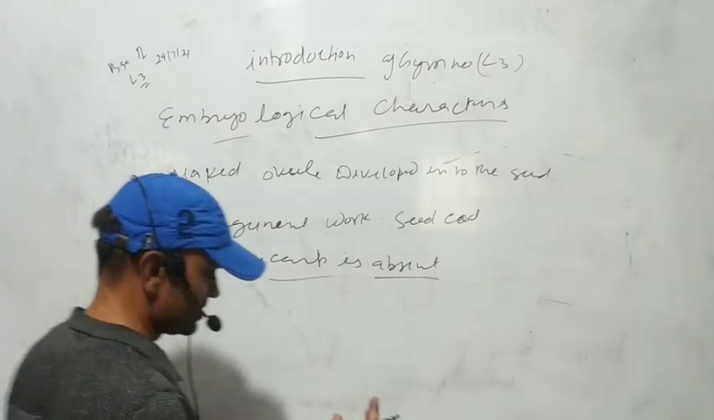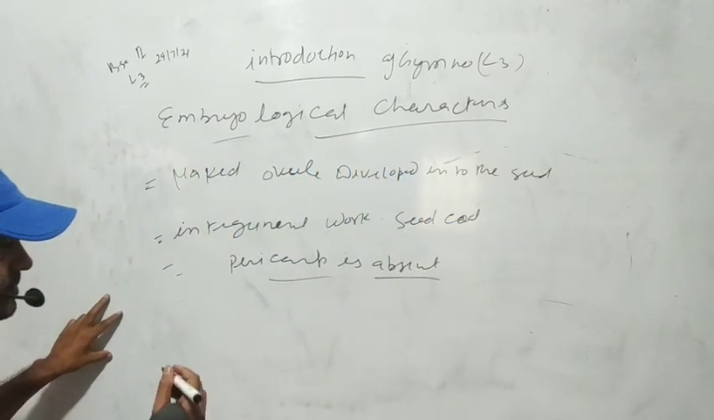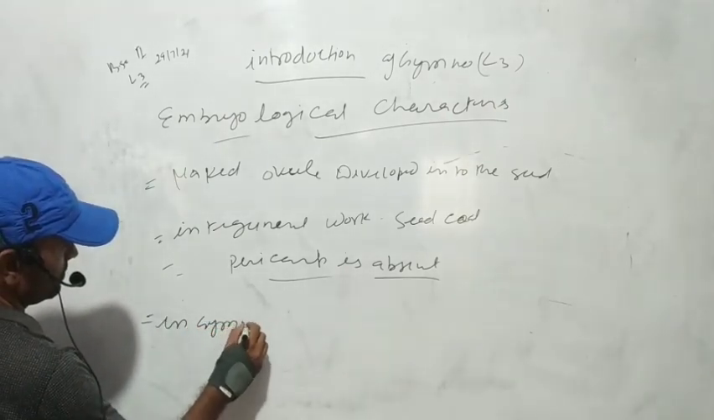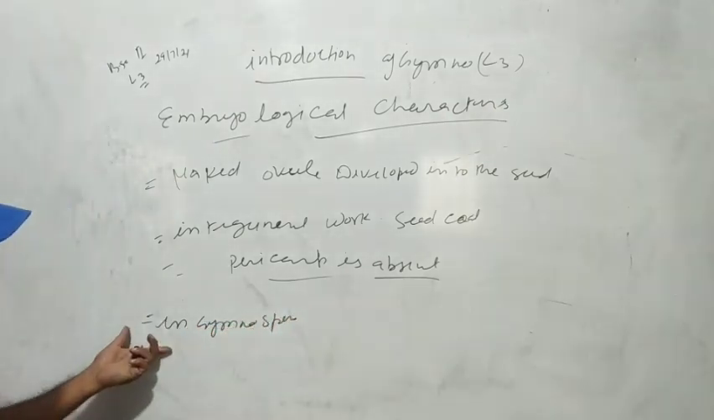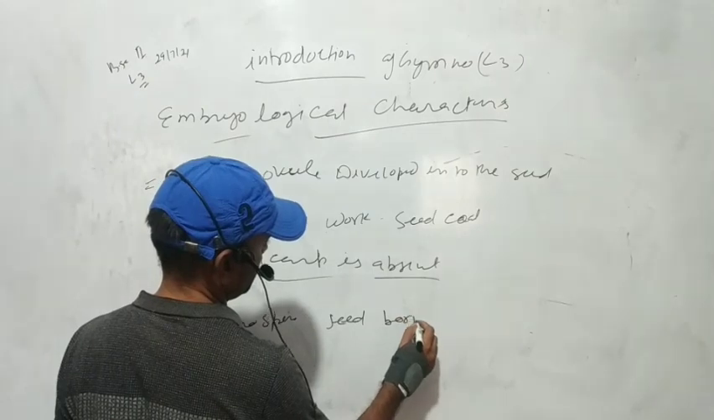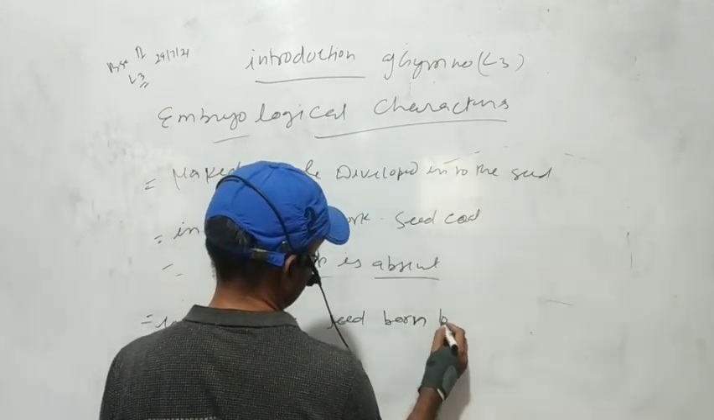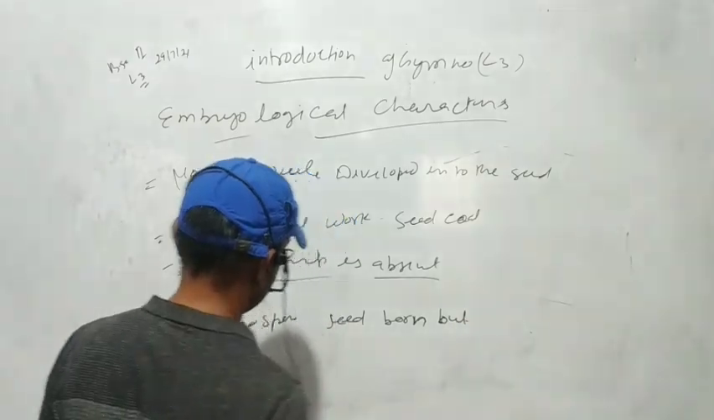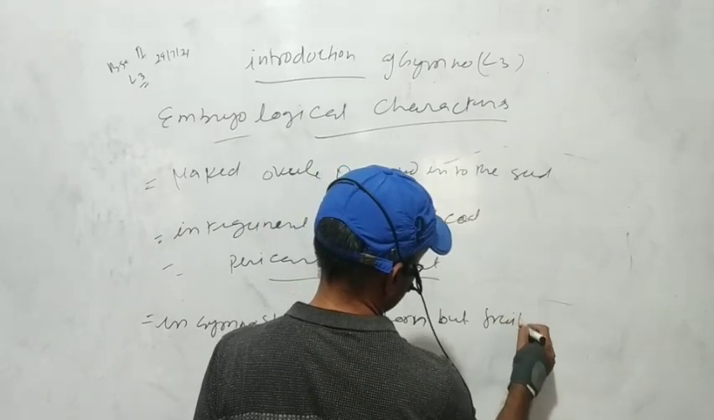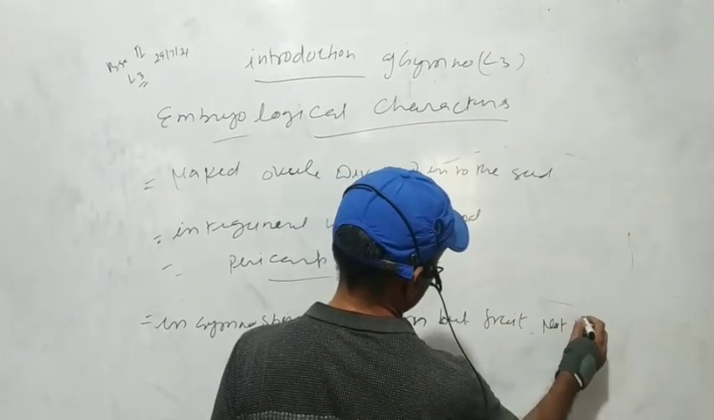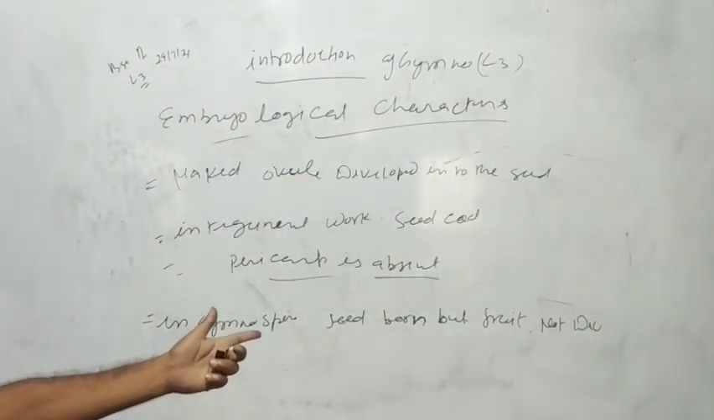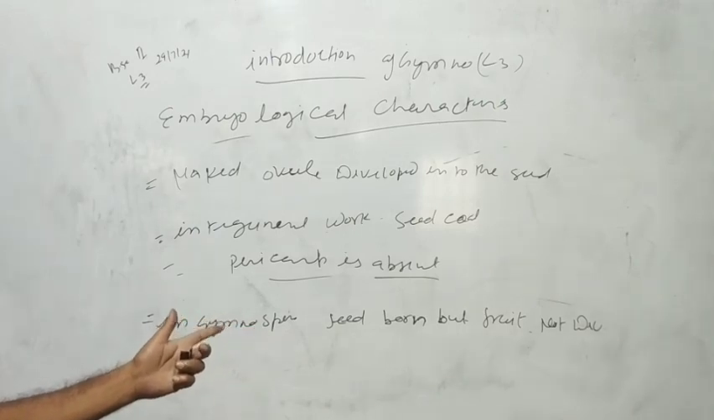And the next one, just saying the same point here: in gymnosperm, seed is born but fruit does not develop. This is the main character. That is why we say in gymnosperm seed is born but fruit is not developed.